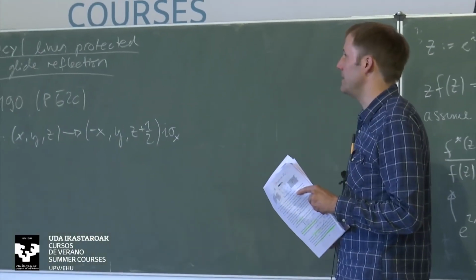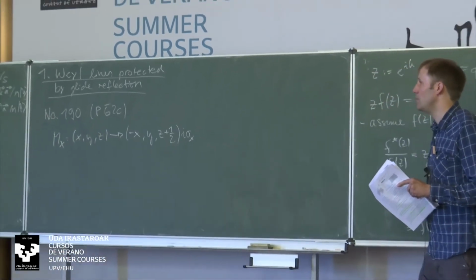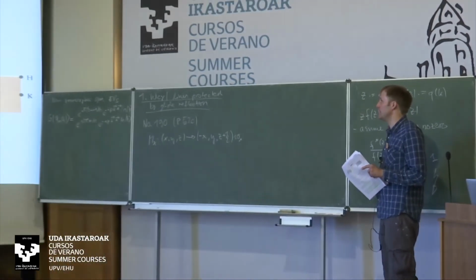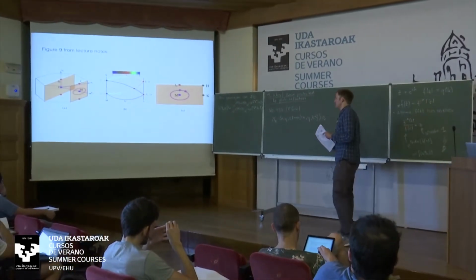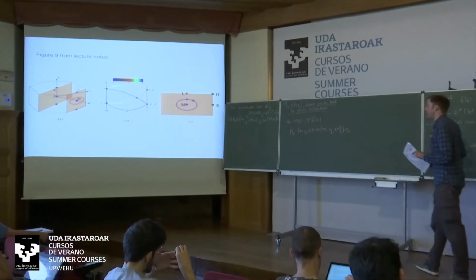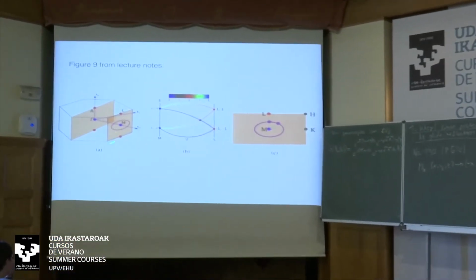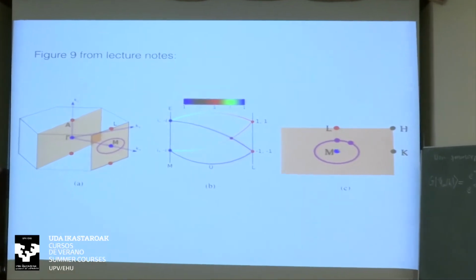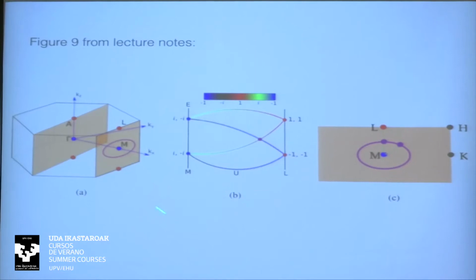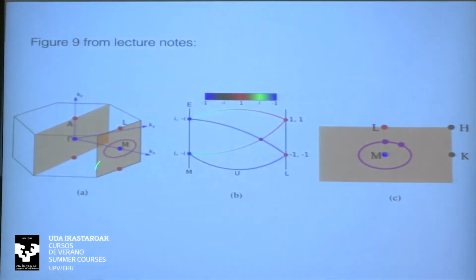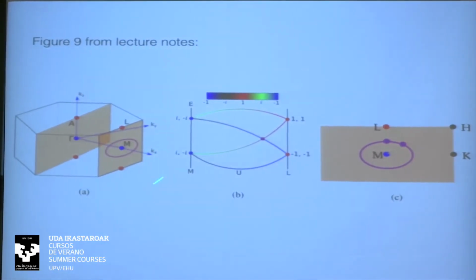So this symmetry basically leaves two planes in the Brillouin zone invariant, which is shown in this figure. These are the kz, ky planes, where kx is either 0 or kx is pi. And for brevity, I will just focus here on this plane, which is at the boundary of the Brillouin zone, where kx is equal to pi.